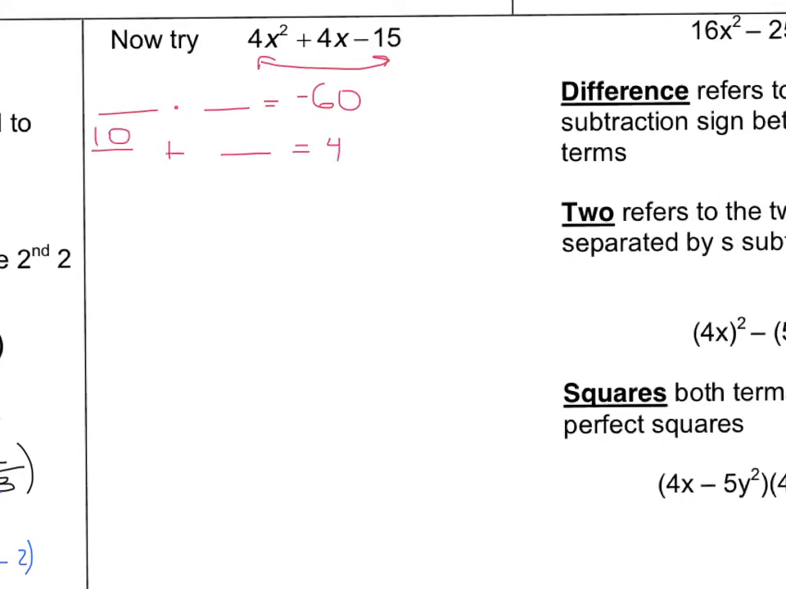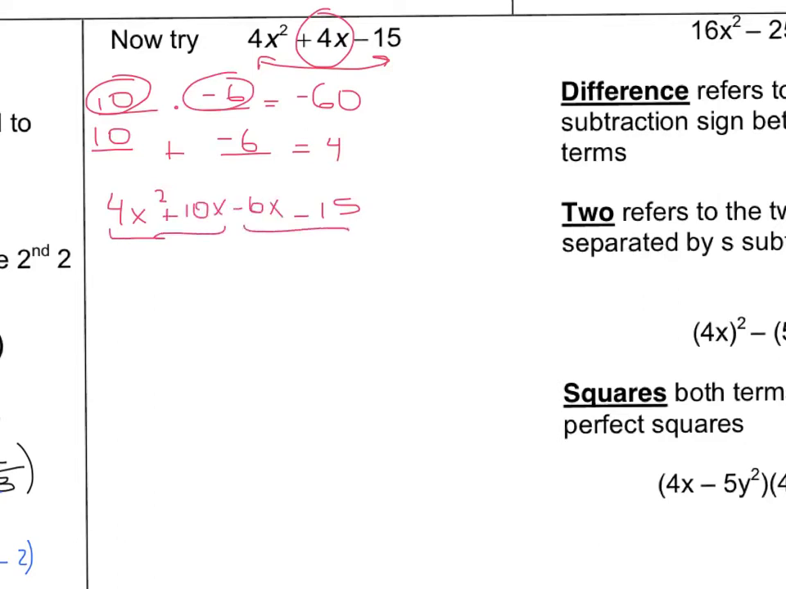Now I think it's 10 and negative 6. If you multiply them, you get negative 60, and if you add them, you get 4. So you copy the first term and you copy the last term, and this middle term 4x you divide into 10x and negative 6x. Now combine those two and those two together.